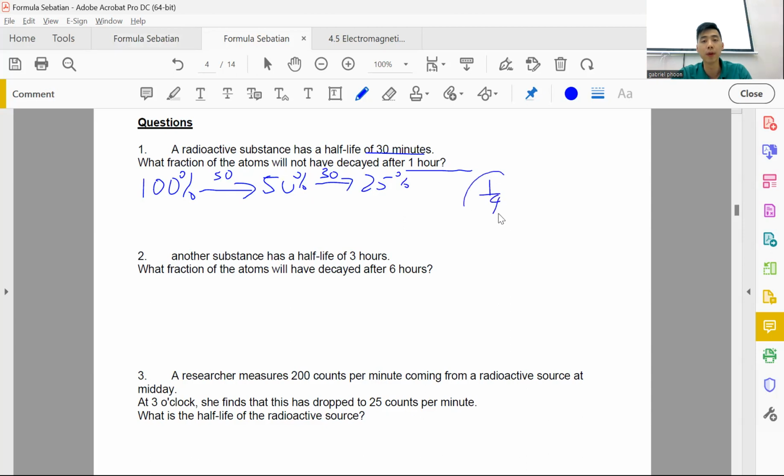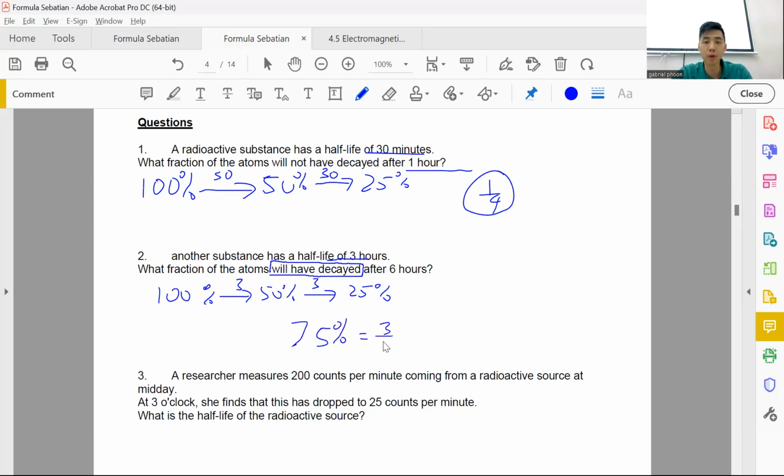Which is 1/4, right? I think everyone did this correct. The second one says that another substance has a half-life of 3 hours. 100%, after 3 hours, 50%. Another 3 hours, which is 6 hours, 25%. But they ask how much has decayed away. So actually, how much decayed away? 75%, which is 3/4. I think almost everyone got it wrong for this one.